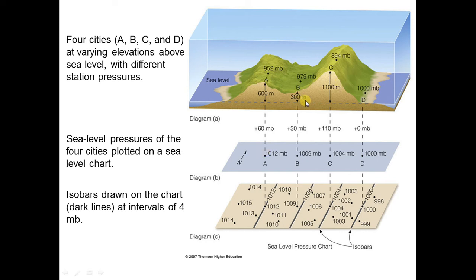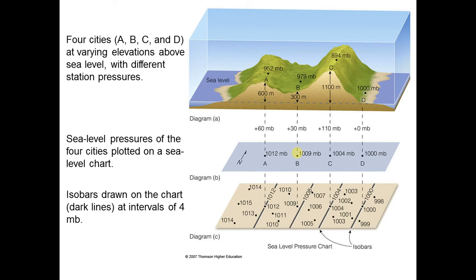How about city B? Well, 300 meters. To go down 300 meters, you'd have to add 30 millibars to find the actual pressure at sea level, not the station pressure. So you add 30 millibars and get 1,009 millibars. You continue correcting, and when you do this, you'll see sea level pressure, and now you'll be able to start looking for the wind direction and speed. And we'll talk more about how to use sea level pressure on a weather map to find wind direction and speed.